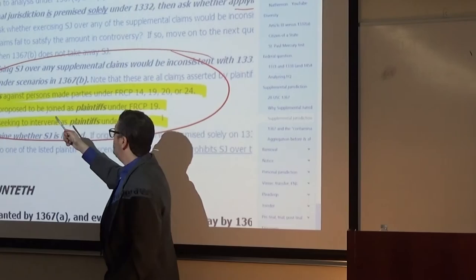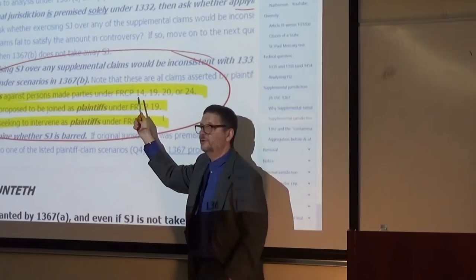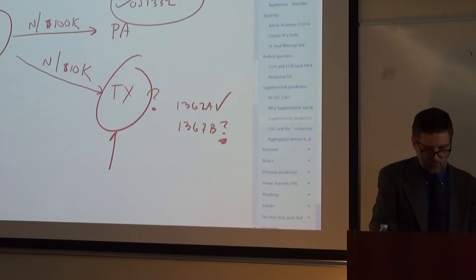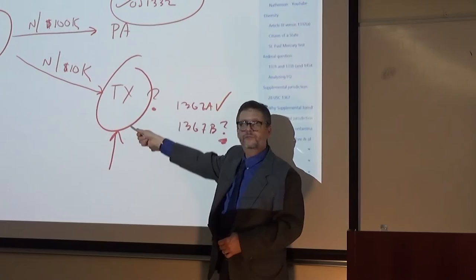Is this a claim by a plaintiff against persons made parties under Rule 14, 19, 20, or 24? Claim by a plaintiff against defendants joined under 14, 19, 20, or 24. All right, I'm going to give you a hint. This is a claim by a plaintiff, right? Who's this person? How are they joined? Under 14, 19, 20, 24? What else? What's the joinder rule that permits both of these people to be joined as defendants?